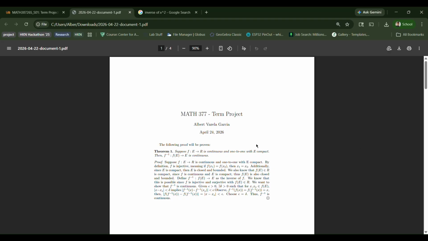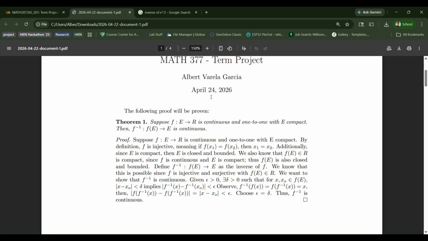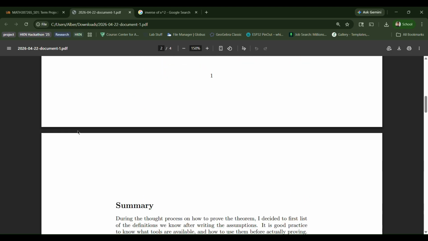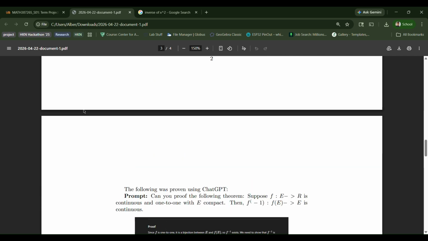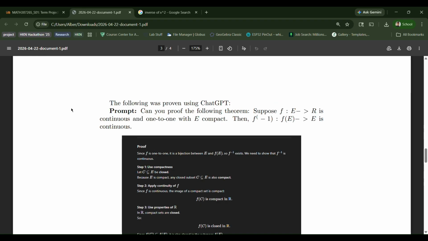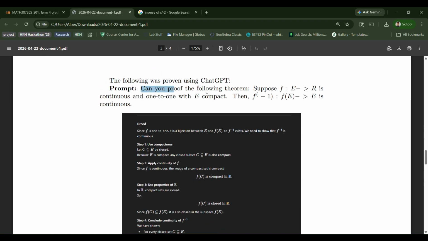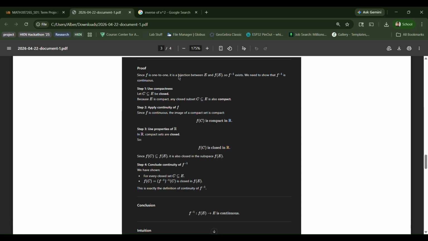Okay, so this is the AI proof, or my document of the AI proof. Let me make this bigger. So this is the proof I did by hand, which was earlier in the video. And this is a summary, which I won't go over. And this is the AI proof. Okay. So the prompt I gave it was, can you prove the following theorem, right? And we just state the theorem. And here is a screenshot of it, right?